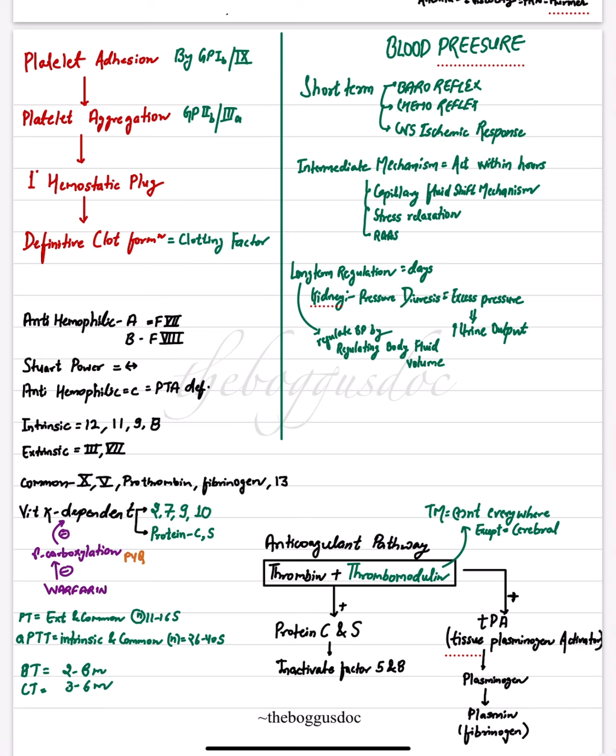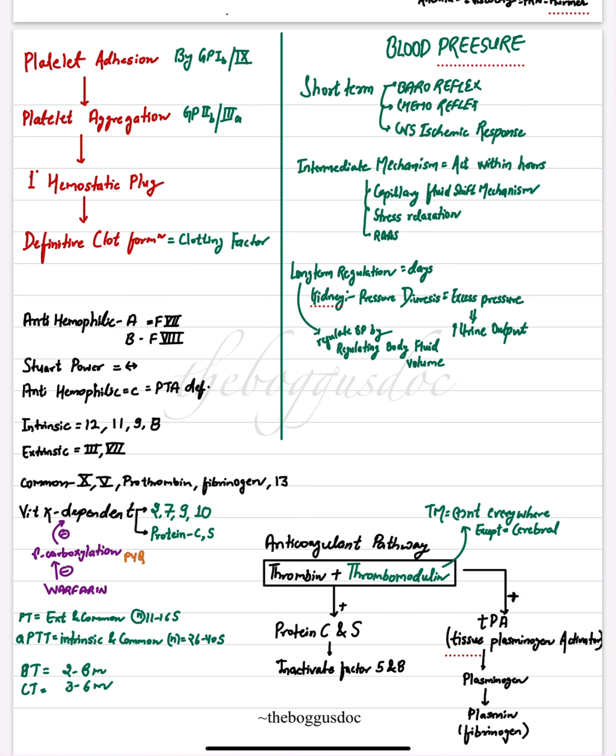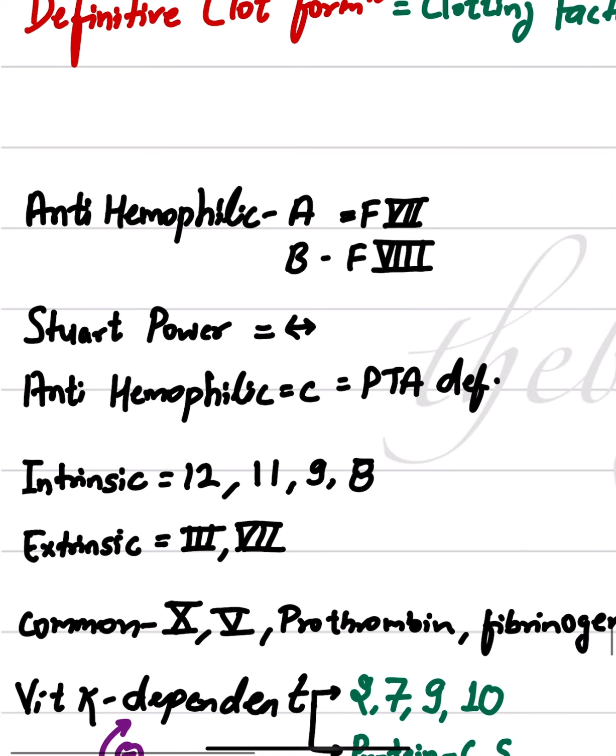Okay, we have something called the clotting system here. We will first revise the clotting system, followed by blood pressure regulation. Platelet adhesion is by GP1B, and platelet aggregation by GP2B3A. First remember adhesion, then aggregation. Then comes formation of the primary hemostatic plug, followed by definitive clot formation by the clotting factors.